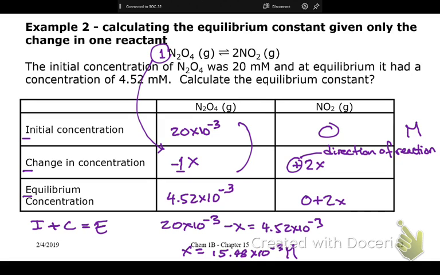So this is going to be equal to 30.96 times 10 to the minus third molar. So multiply by 2 and I get that. And those numbers you'd plug in for K.